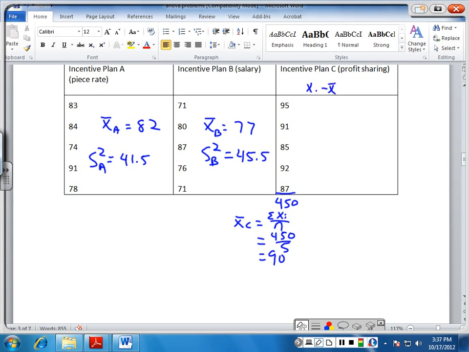As we have done so many times, we'll get the deviations, and then we'll get the squared deviations. So 95 minus 90, verify that that's 0. That comes out to be 64.